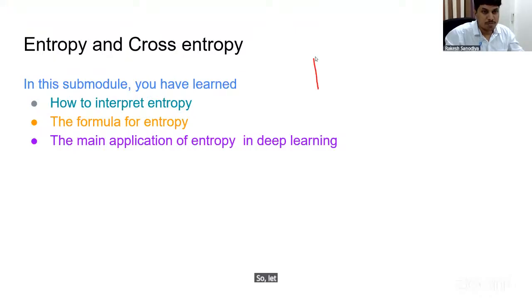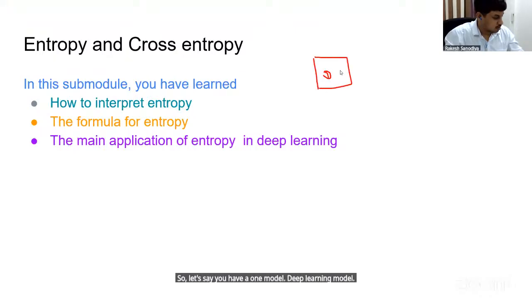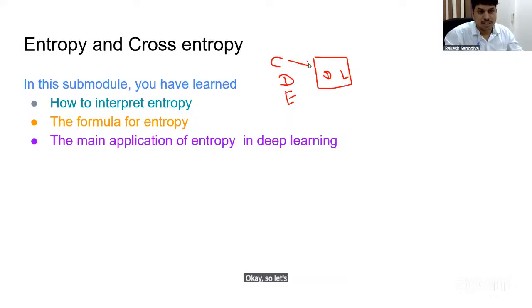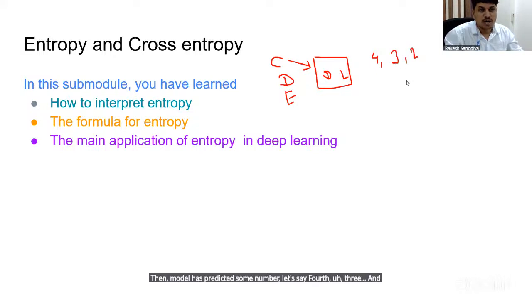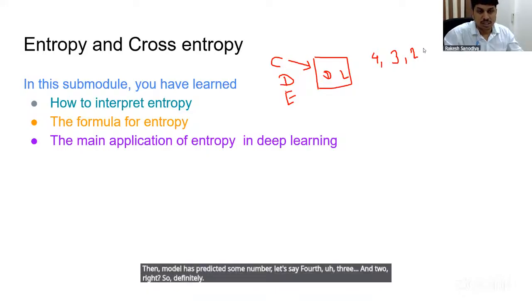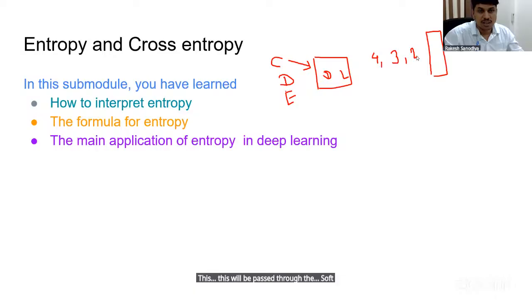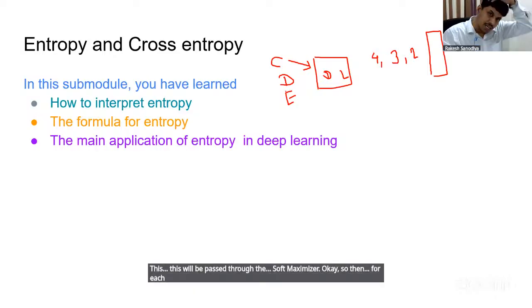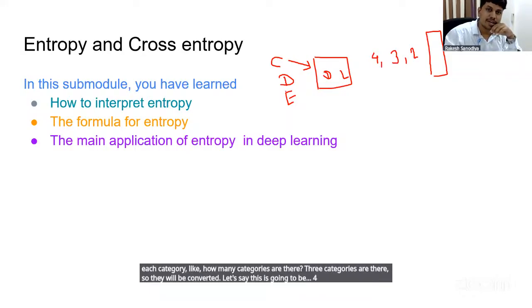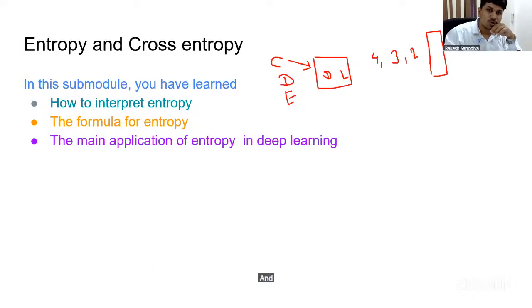Let me show you with an example here. Let's say you have one deep learning model, and you have given the classes cat, dog and elephant. Let's say the first time you pass one cat image, the model has predicted some numbers, let's say 4, 3 and 2, right? So definitely this will be passed through the softmax. How many categories are there? 3 categories, so they will be converted. Let's say 4 is going to be converted into 0.7, 3 is going to be converted into 0.2, and this is going to be converted to 0.1.